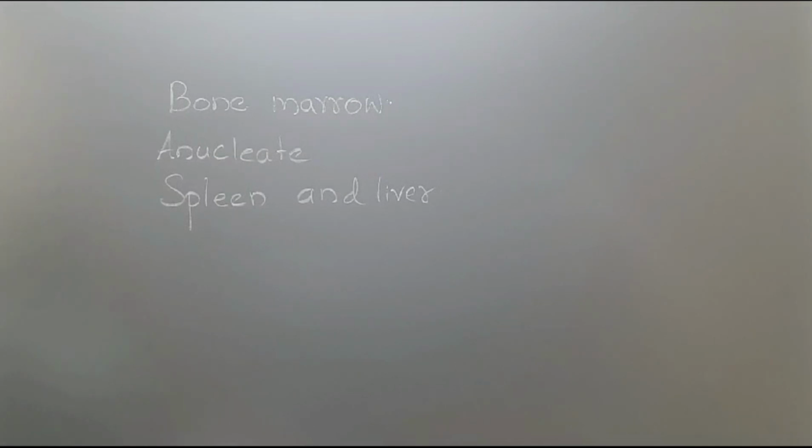Where are these platelets produced? Platelets are produced in our bone marrow. Where is bone marrow? Bone marrow is there inside the bones. How are these bone marrows? They are sponge-like tissues inside our bones. Platelets are produced in bone marrow. Bone marrow is present inside the bones. They are sponge-like tissues.